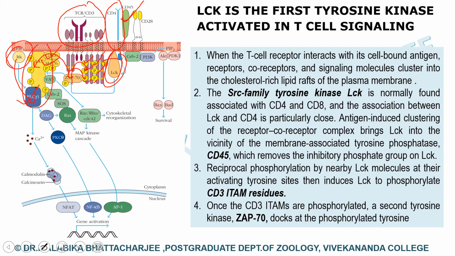PLC gamma breaks down PIP2, thereby releasing IP3. The IP3 is not shown here. So PLC gamma breaks down PIP2, releasing IP3, which induces the release of calcium and the activation of nuclear factor NFAT via calcineurin activation. And DAG is created in the process, because PIP2 is broken down by PLC gamma into IP3 and DAG.